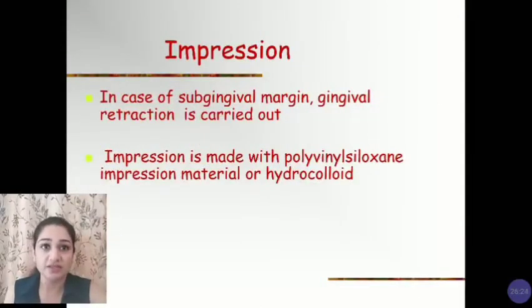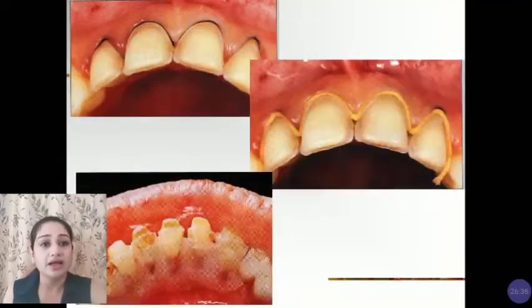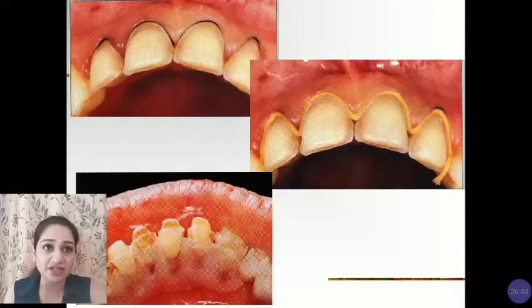Coming to the impression phase. In case of a subgingival margin, gingival retraction is carried out. Impression is made using polyvinyl siloxane impression material or hydrocolloid material. Here we can see the teeth are prepared for laminate preparation. Gingival retraction is done. In the upper photo we can see one cord is placed. In the second photo we can see after one cord, a second cord is placed. This is the two cord technique.